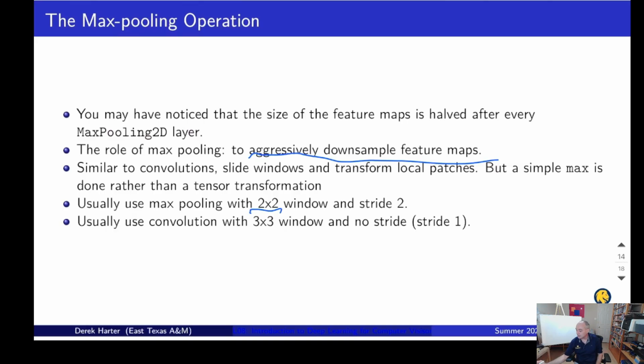So you'll see that most of the examples we use in this textbook are going to use a convolution with a kernel size of 3 by 3 and no stride, and then use a max pooling to downsample by 2 using a 2 by 2 max pooling layer.